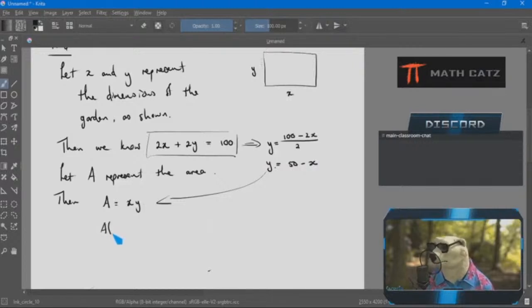So my area function is then going to be a function just of x, which is going to be x times y, and y is replaceable with 50 minus x, and there's my area function. I can simplify that, but I don't really know at this stage what I'm going to need it for, so it doesn't really matter right now. What matters is I need to have a function of just 1 variable, because taking the derivative of a function with 2 variables, that's a whole other story, and not a calculus 1 question at all.